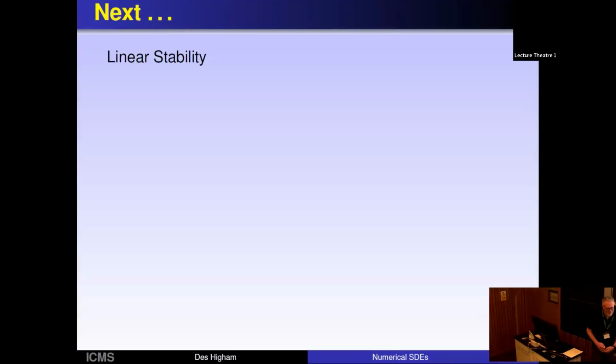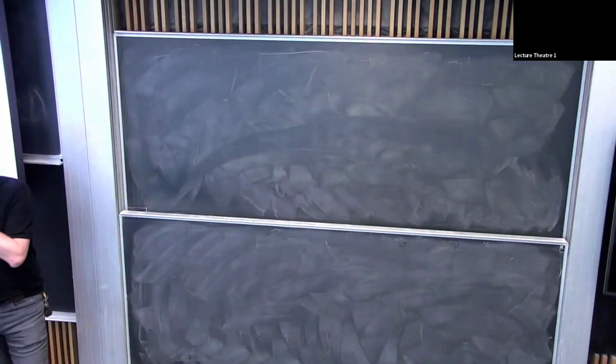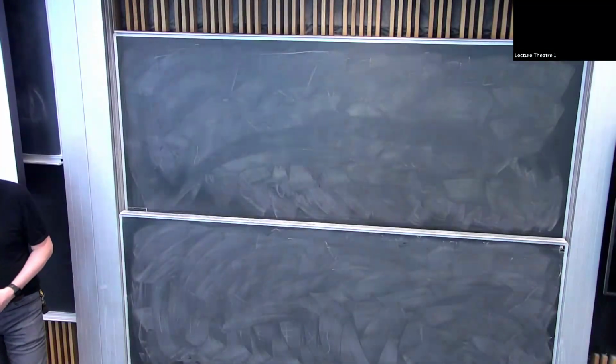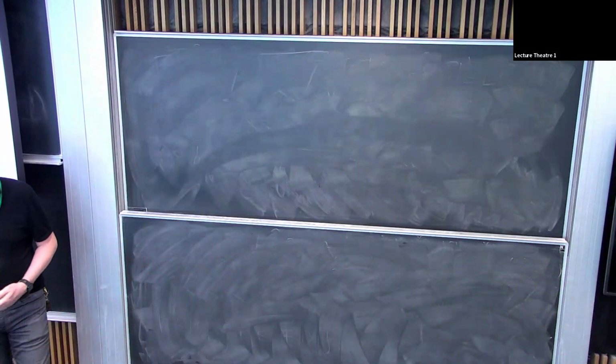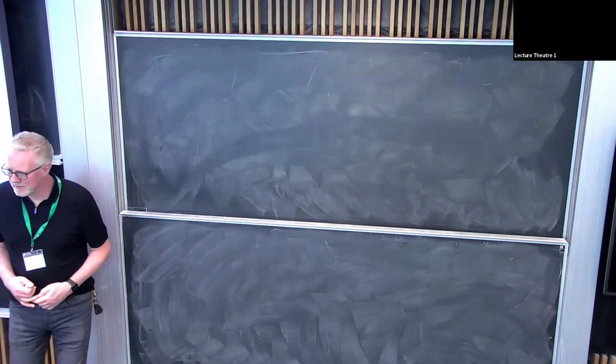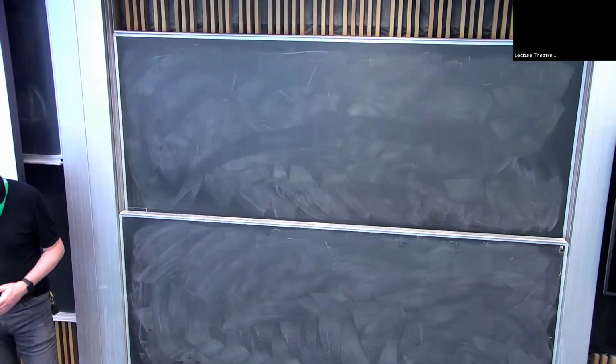Right, so this is part two. Probably won't be as long as part one. This is looking at linear stability. It's a topic that I looked at many years ago, which I thought was interesting and still seems to be relevant. I'll just give a little bit of background in the ODE setting, which you probably came across in undergraduate lectures.